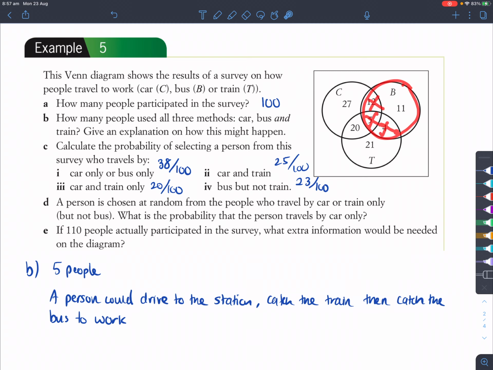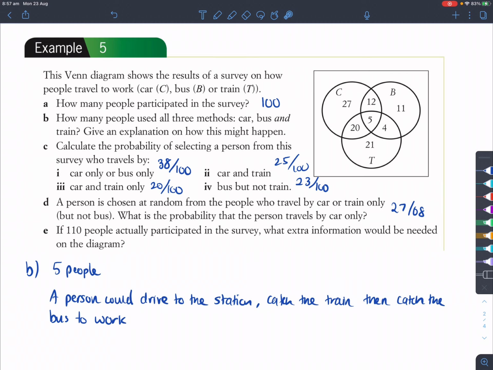So how many do we actually total up? The people who catch the car or train only but not bus will be these 3 numbers. If we add them all together, we will get 68. So out of the 68, it is asking, what is the probability that the person travels by car only? That's this number. That means we get 27 out of 68.